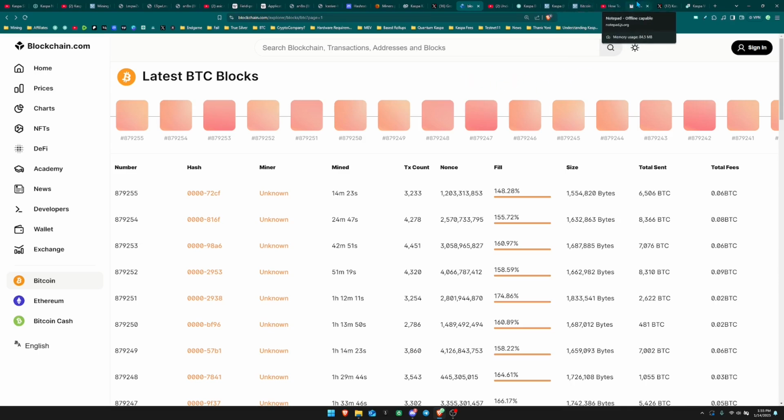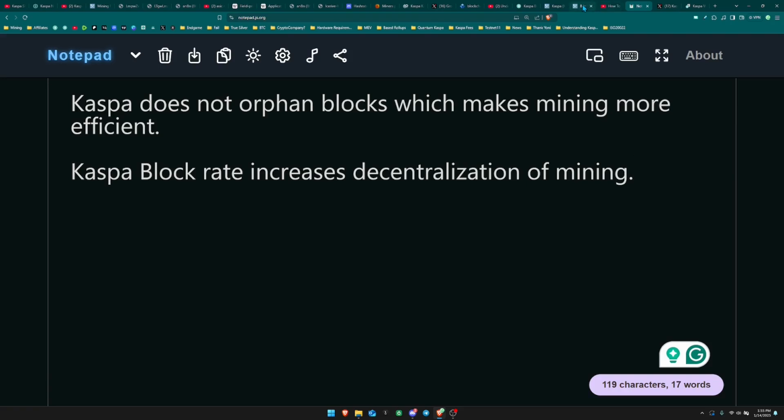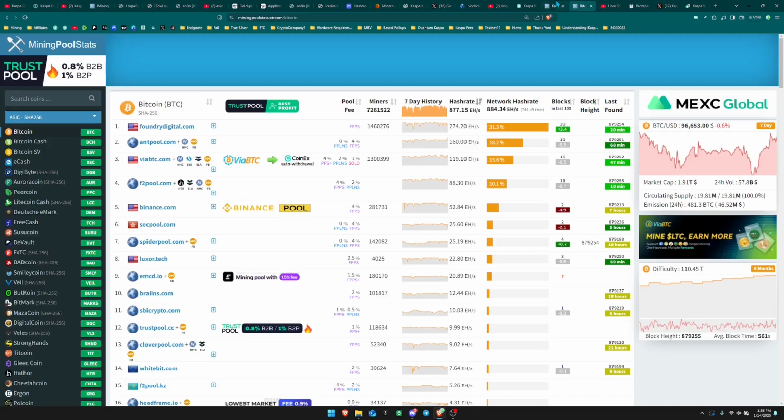You see, when you have slower block rate, that means there is a less chance of smaller miners being able to find blocks and be rewarded for their work. So this means that pretty much only the powerful miners are able to win most of the blocks, and it forces way more smaller miners to resort to pool mining.